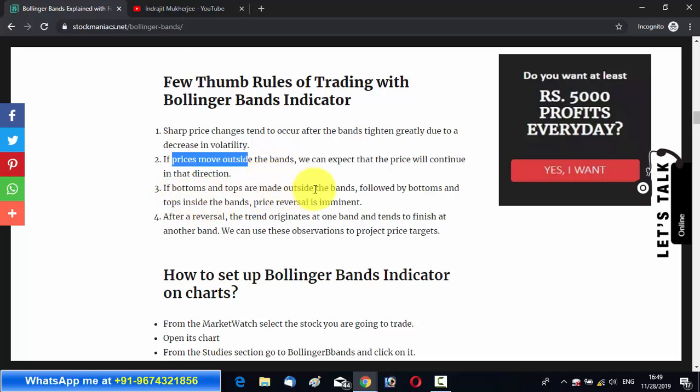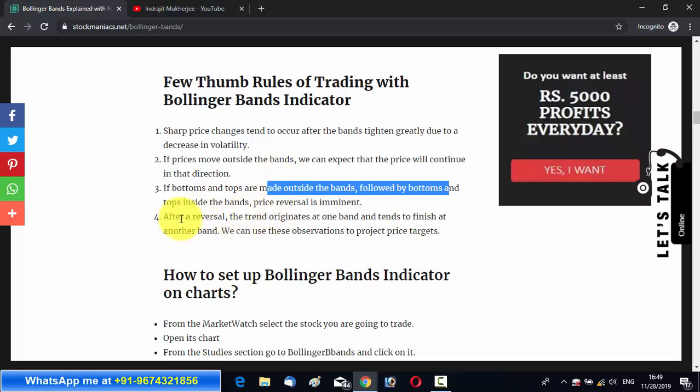If bottoms and tops are made outside of the bands, followed by bottoms and tops inside the band, price reversal is imminent. That means previously the bottom and top were made outside the band, and now the next bottom or top is made inside the band, you can expect that the price will reverse.